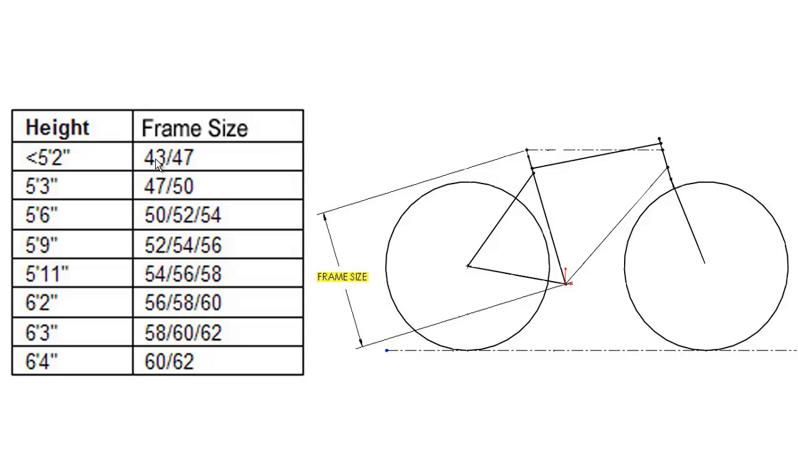If you have a long torso, conversely, use the right-hand column, or for these selections up here, use this right-hand number here. That will give you a longer top tube for your longer torso. If you have a height that falls between two selections, then look at the bigger frame size for the shorter height and the smaller frame size for the taller height. If you have a short torso, pick the smaller size. If you have a long torso, pick the larger size.